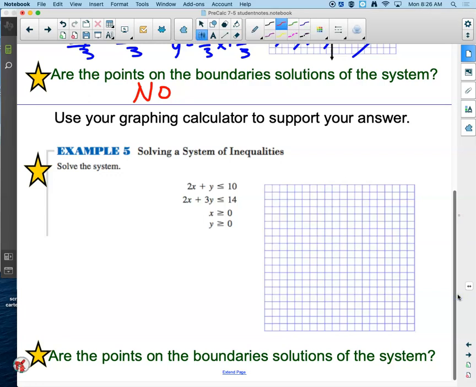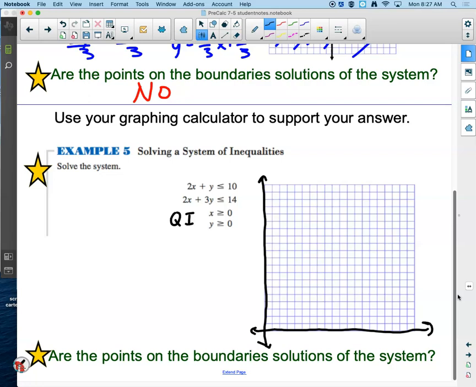I looked to see, are we supposed to stay in the first quadrant? And we are. And how I know that is right here. x is greater than or equal to 0, and y is greater than or equal to 0. So I don't need to have any of the other quadrants for this graph.